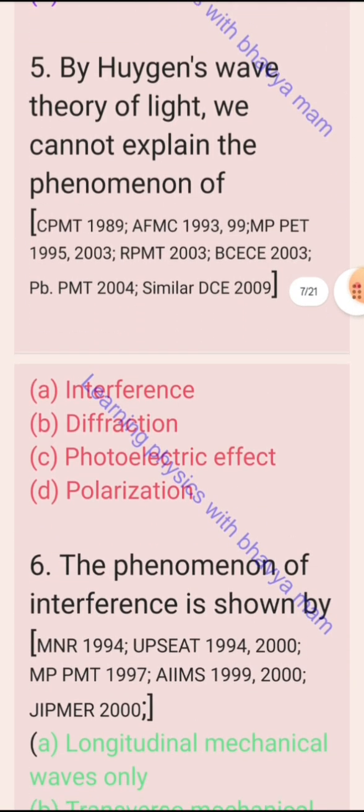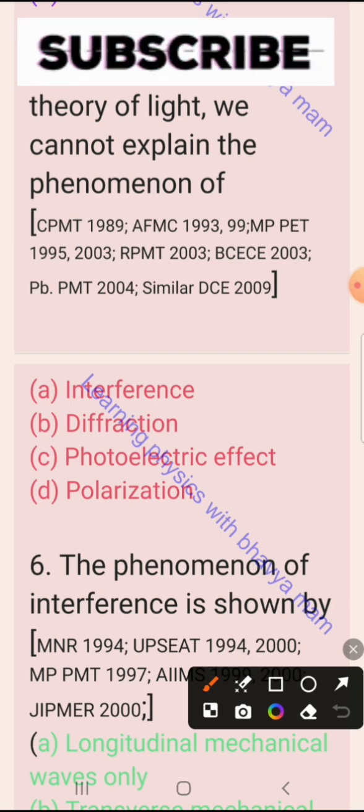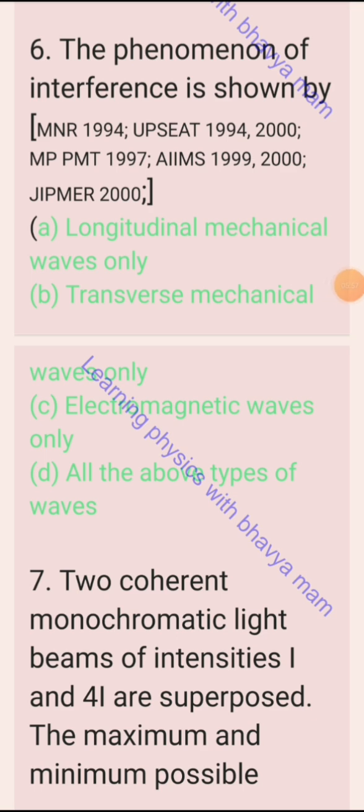The fifth question is, by Huygens wave theory of light, we cannot explain the phenomenon of. Which one can Huygens wave theory not explain? We know that Huygens wave theory explains interference, diffraction and polarization. So, therefore, the photoelectric effect cannot be explained by Huygens wave theory of light. Is this clear, student?